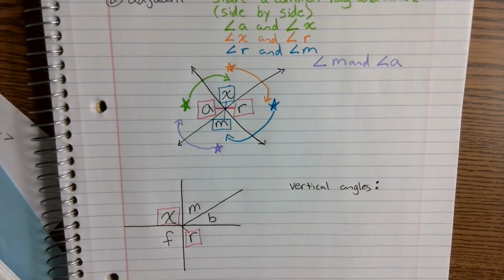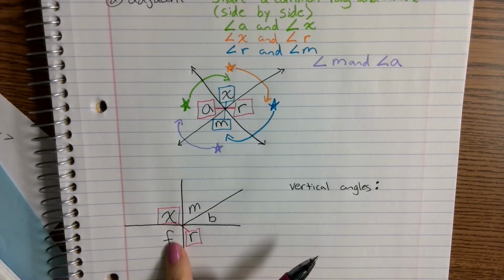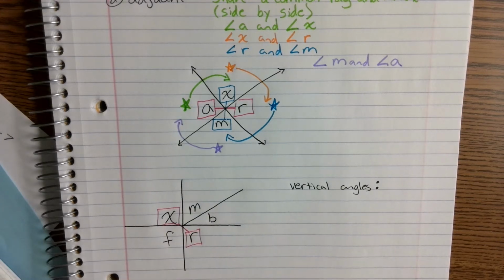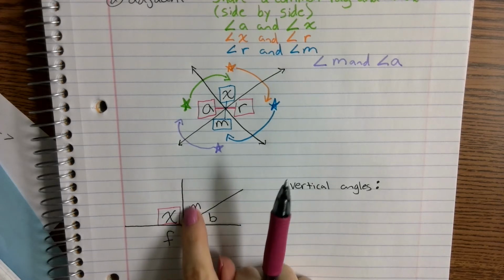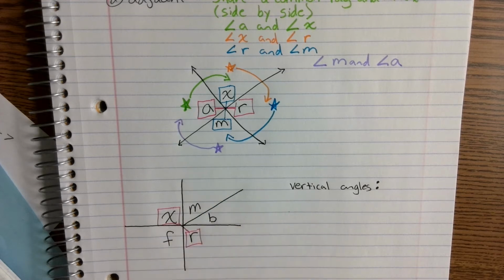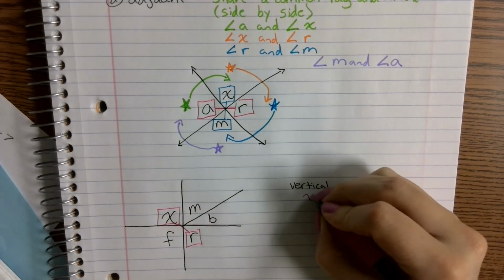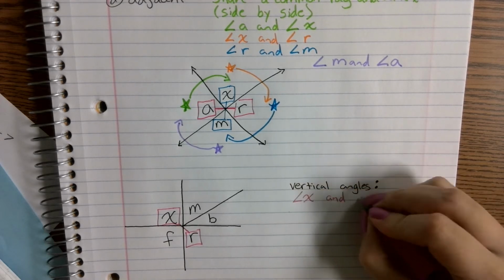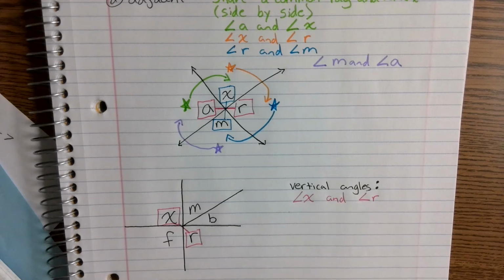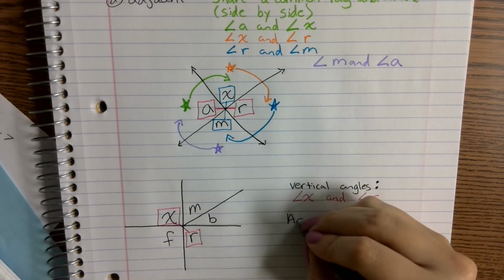X and R, and they're the only set for our vertical angles, because F is not vertical to M, it's not vertical to B, because it can't be a direct opposite to it, can it? Nor are they congruent in measure. So the only angle relationship that's vertical is angle X and angle R. That's it.